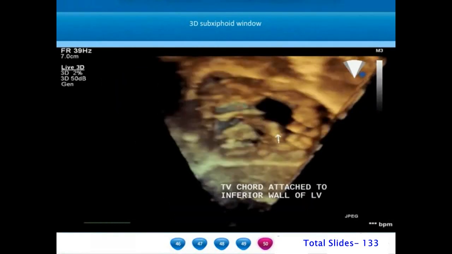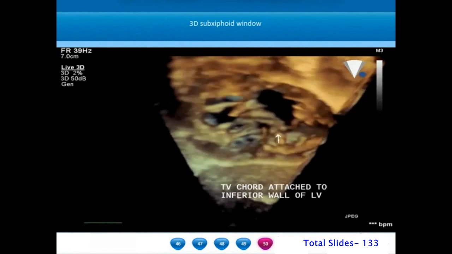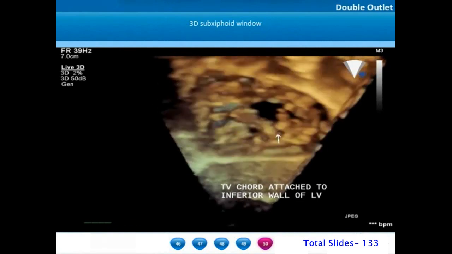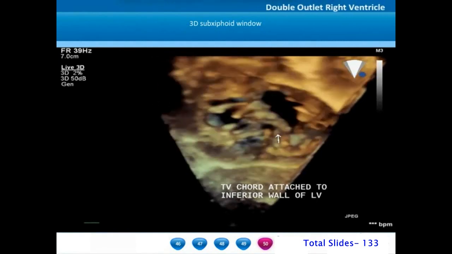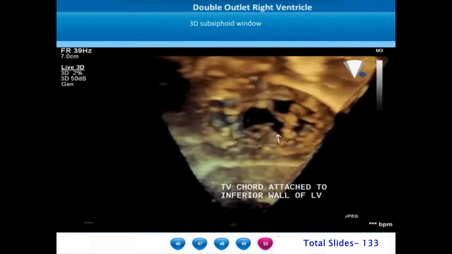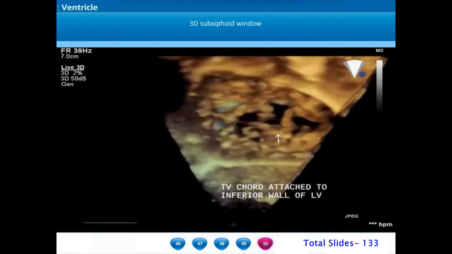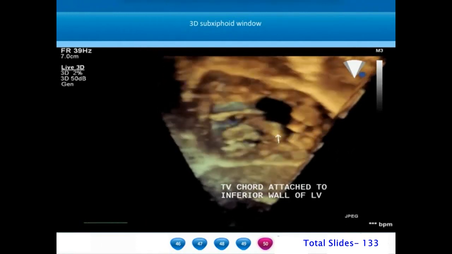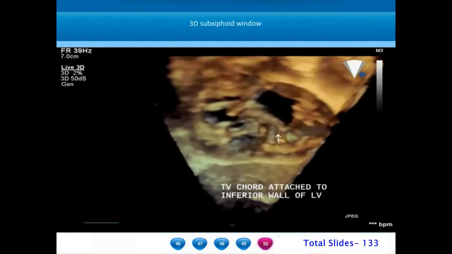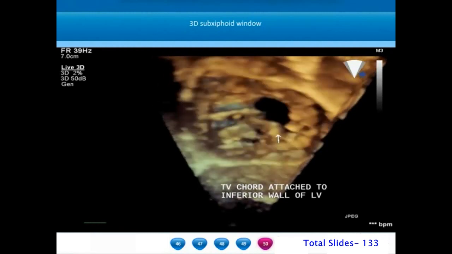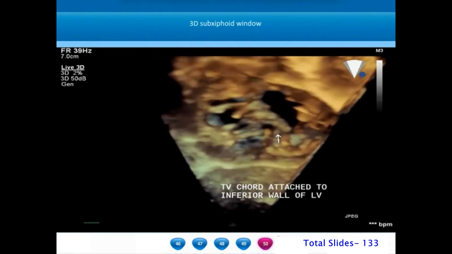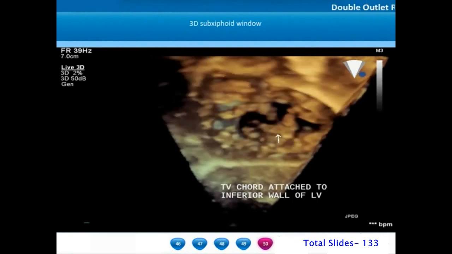When we do a 3D reconstruction, we can appreciate the right ventricle and the left ventricle on the left side and the right side of the screen. The moving structures are the tricuspid valve leaflets and the mitral valve leaflets. We can notice the tricuspid valve chordae getting attached towards the posterior inferior wall of the left ventricle, representing the grade 3 straddling.